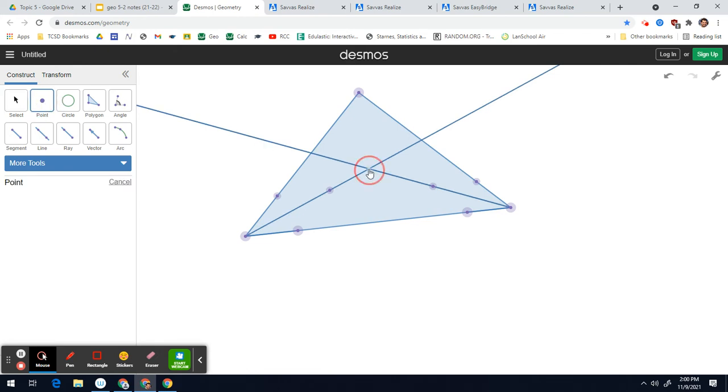Okay, so the point right here is going to be our incenter. So I'm going to mark that as our incenter. Let's see if I can spell it correct this time. Incenter. There we go. Nope. Forgot the E. Okay, incenter.